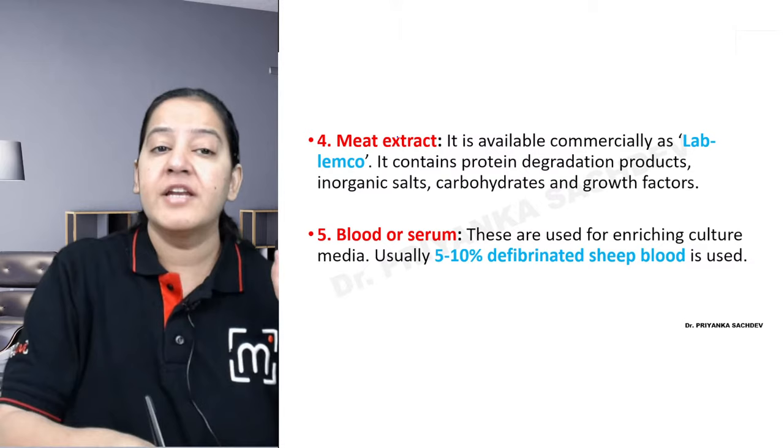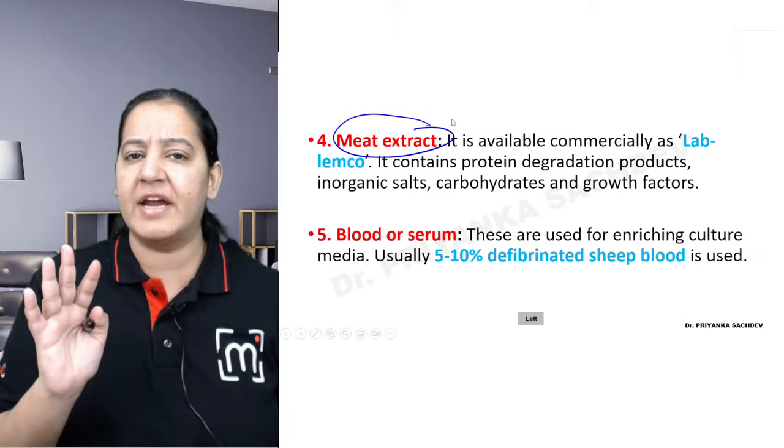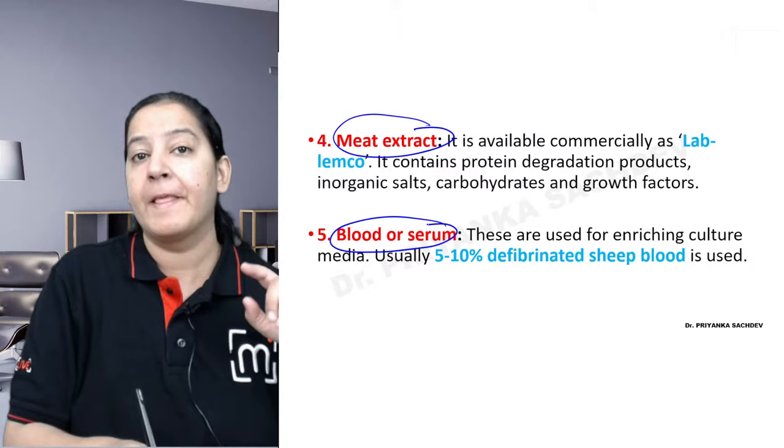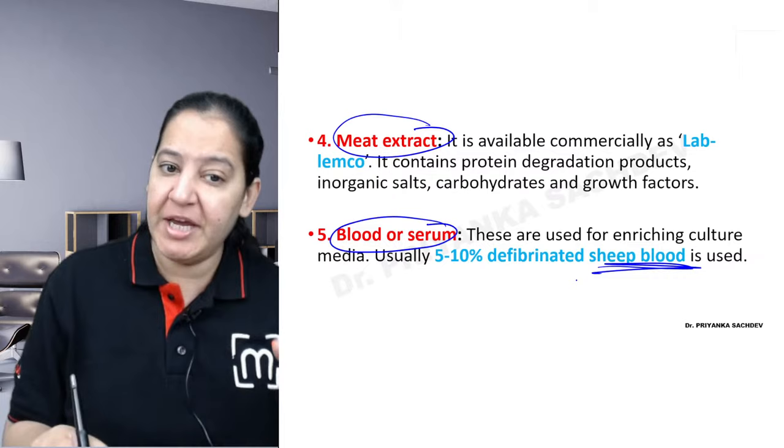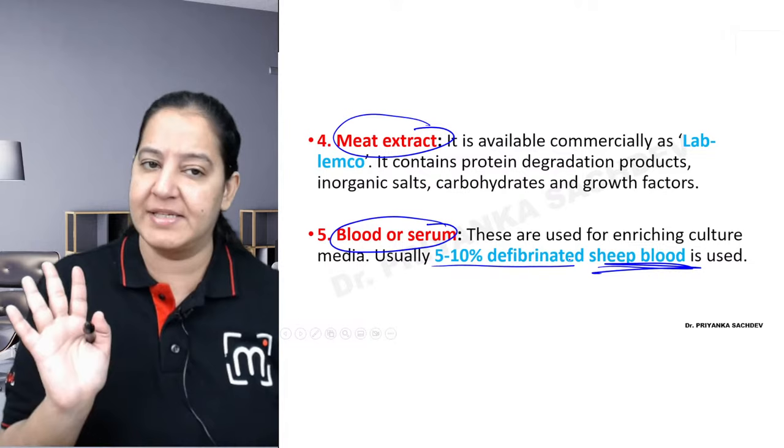Number four, meat extract. We provide bacteria meat extract. It is also available in the market in the form of a liquid, right? So we provide meat extract. Number five, blood or serum. Whose blood? It's sheep blood, not human blood. We provide 5 to 10% defibrinated sheep blood or serum to the bacteria.